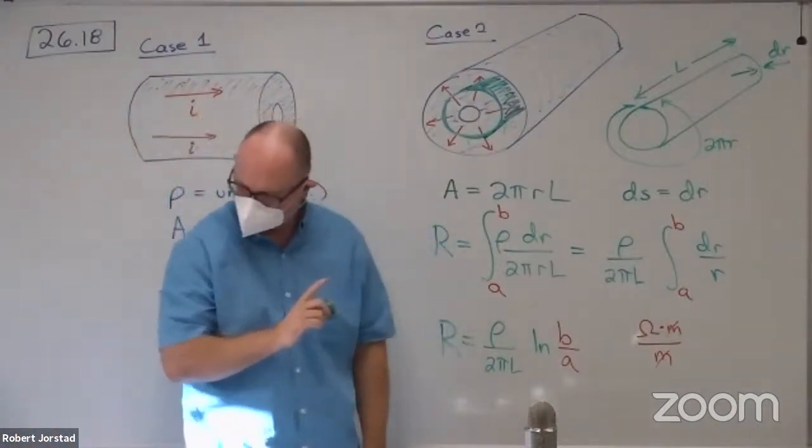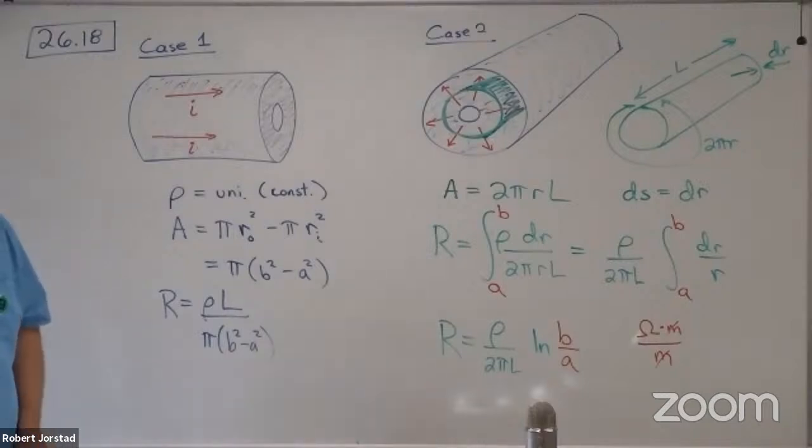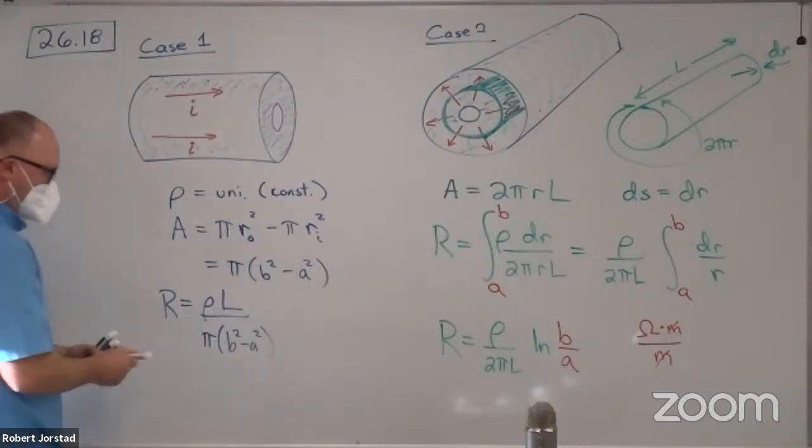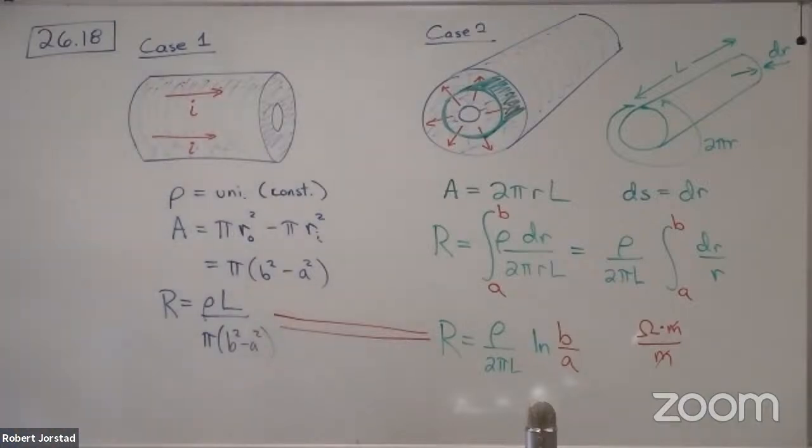Oh, wait. There was one last part to this that I forgot. I just saw it. It says, for what length are the two resistances equal? How would we do that? Set them equal. All right, when we do that, what drops out? What else? Rho. What's rho again? Remember what that is called?